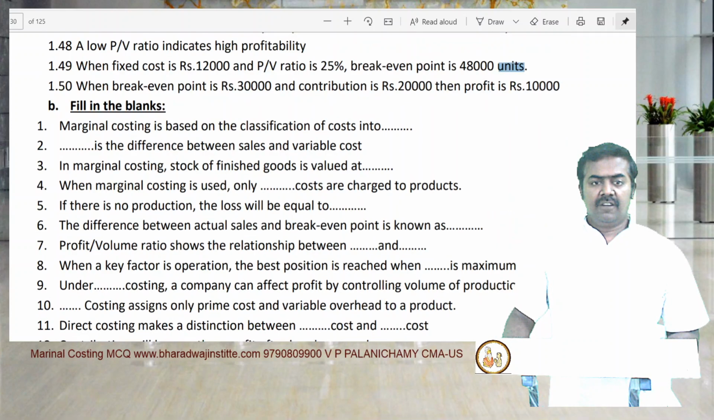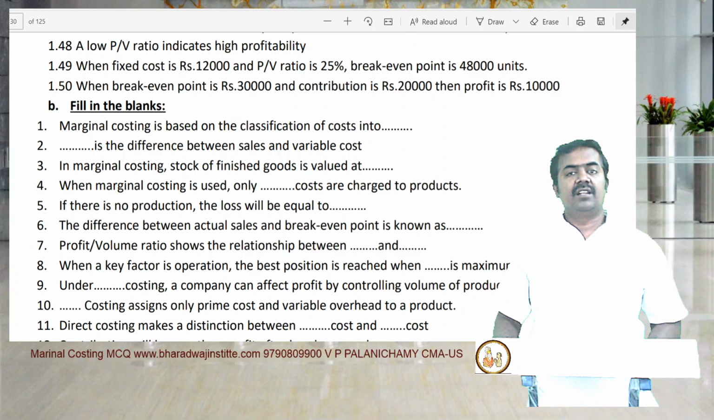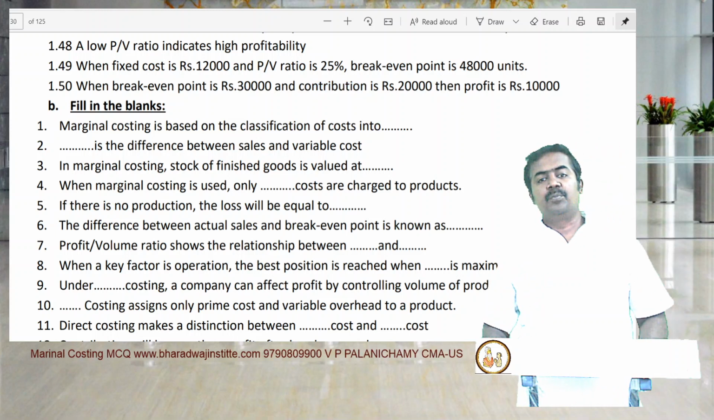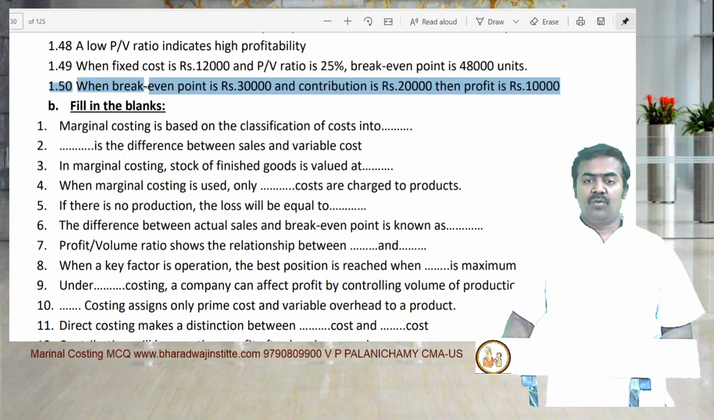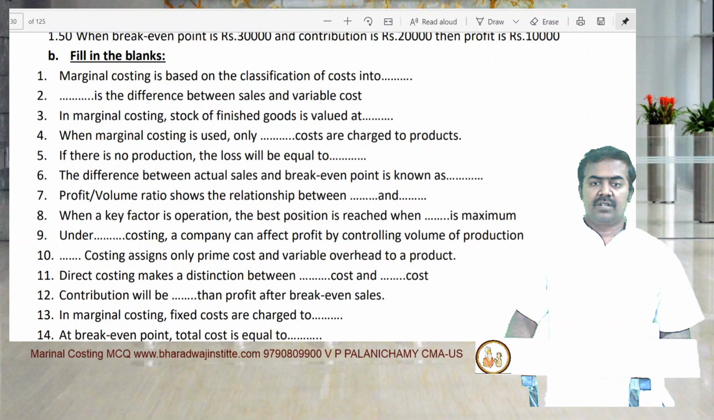Okay, next. When break-even point is 30,000, contribution is 20,000, profit is 10,000. See, at break-even point, how profit will come? There will be no profit and no loss. So false. This is also false. Next.